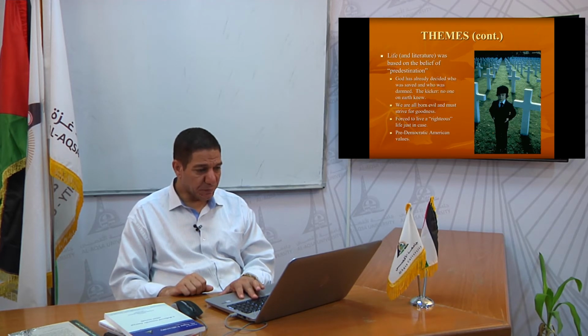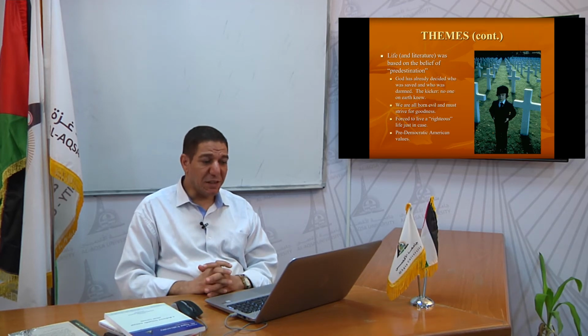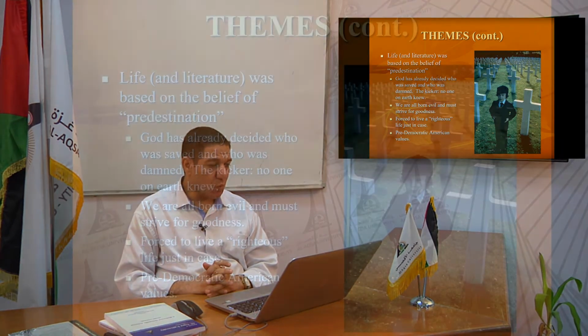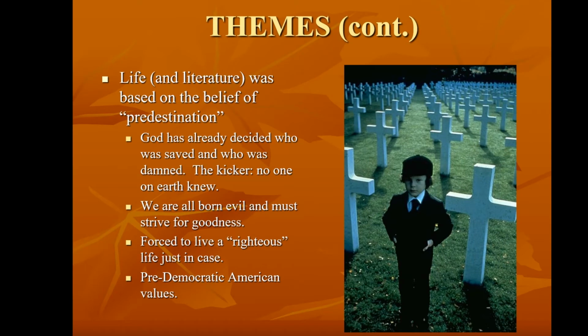Themes: life and literature was based on the belief of predestination, that your destiny is already written up for you. You cannot change it. God has already decided who was saved and who was damned. The kicker, no one on earth knew. Okay? We are all born evil and must strive for goodness.